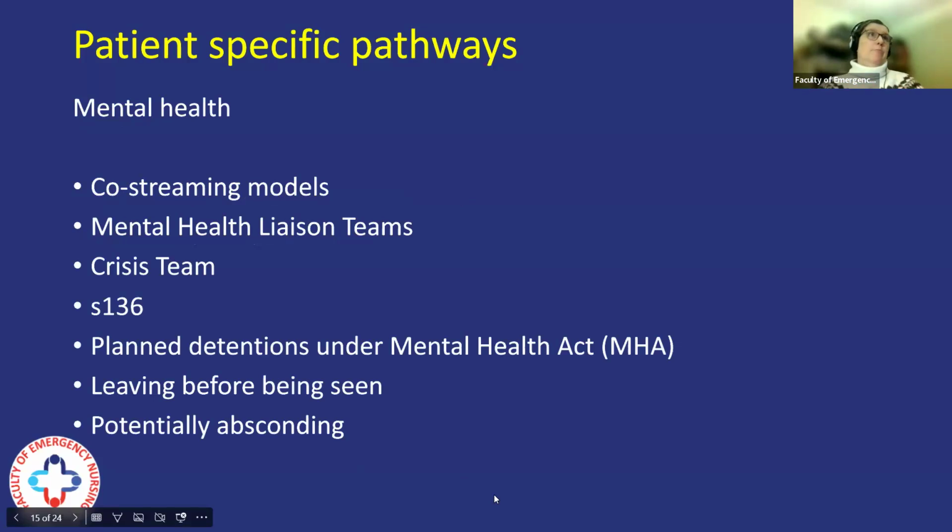Now, some people will say, right, what about a mental health specific pathway? Well, there's lots of different ways of doing this. In my organisation, we have a co-streaming model, which means that mental health nurses work in the initial assessment areas alongside the A&E nurses, and they simply pick up the patients that come with a mental health presentation and see them. So instead of them seeing someone in initial assessment and then being passed to the mental health nurse, our mental health nurses just pick those people out of the queue as they arrive.